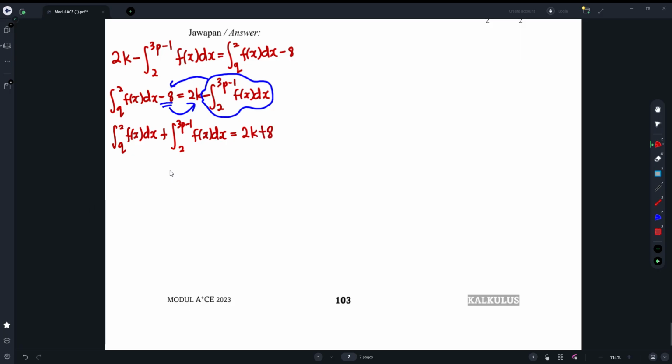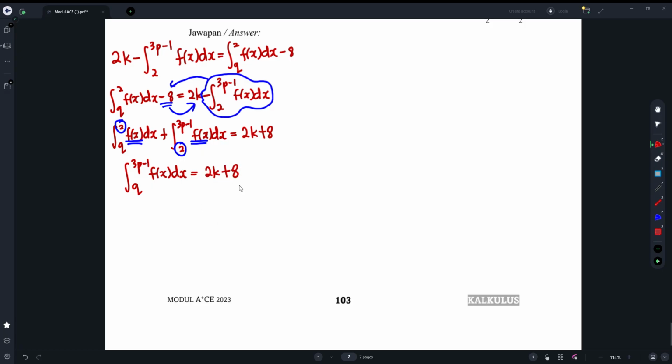Okay, so now here the important thing comes in, because as you can see, here and here are the same numbers and the same function, which is f(x). We can merge this into one single integral. So the integral from q to 3p minus 1 of f(x) dx is equivalent to 2k plus 8.